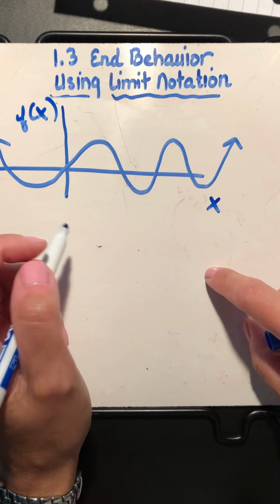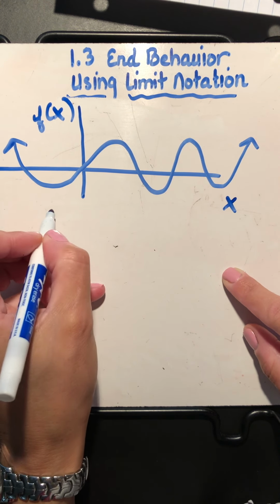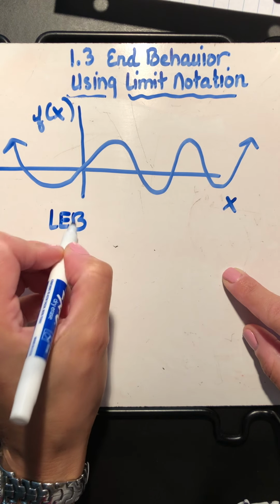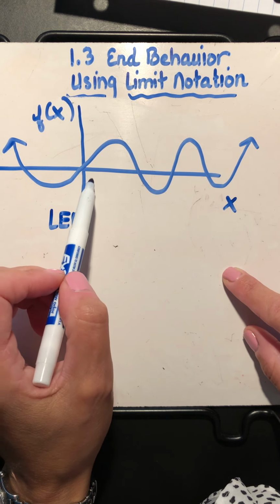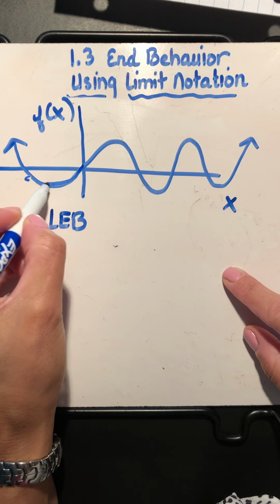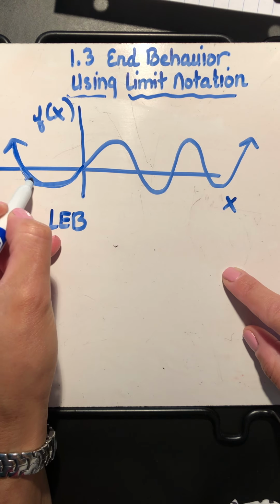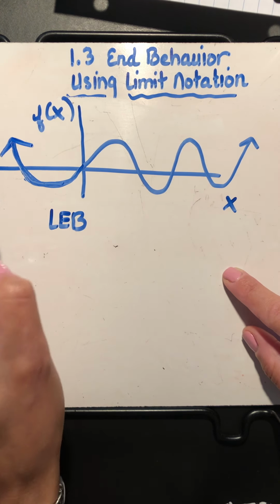We want to talk about whether this has left or right end behavior. So let's talk about the left end behavior first. Remember I said we have to be able to travel to negative infinity if I'm going to have left end behavior. And clearly this function continues indefinitely on the left. So I can travel to negative infinity, right?